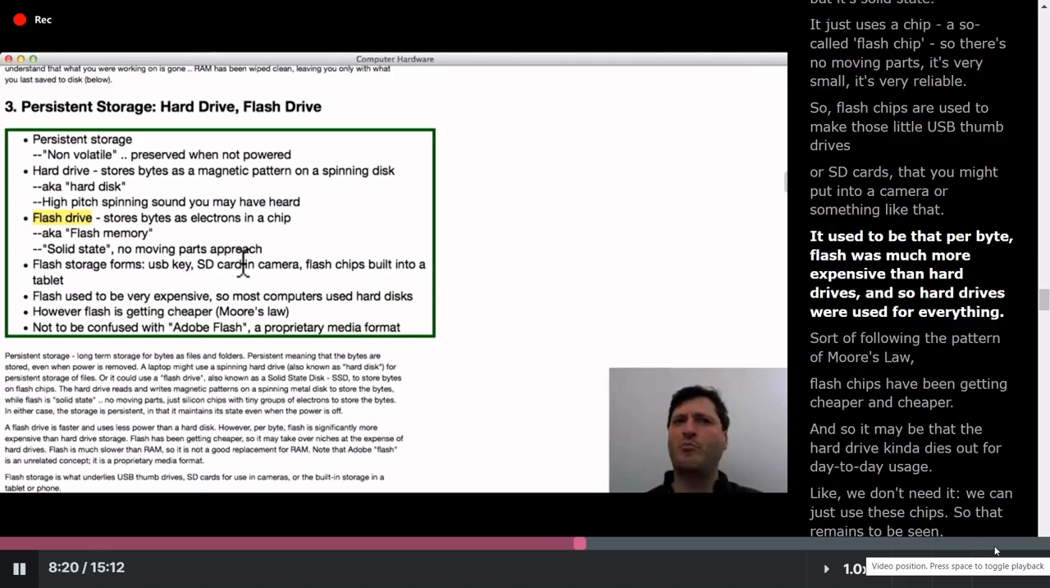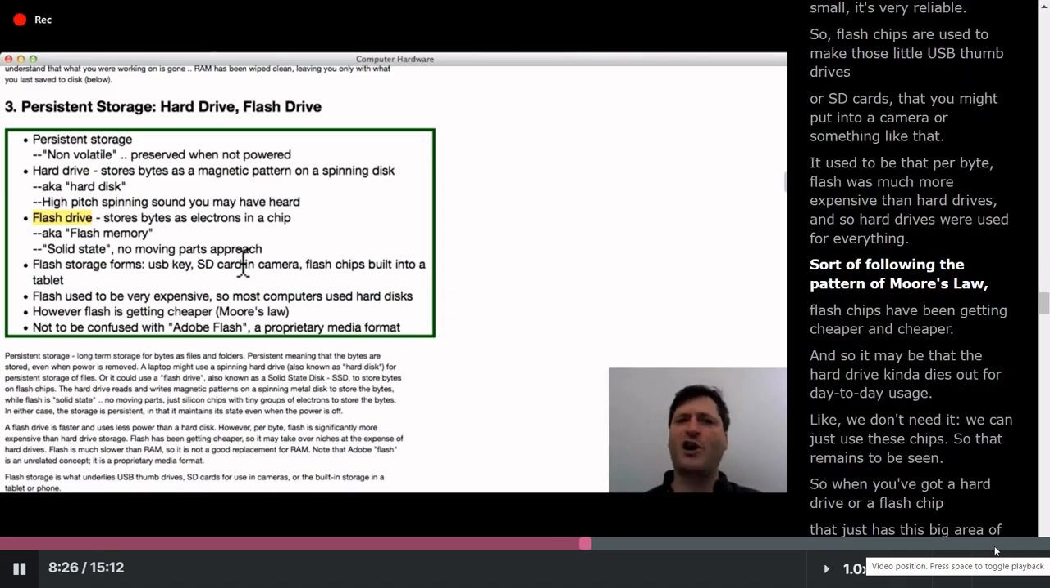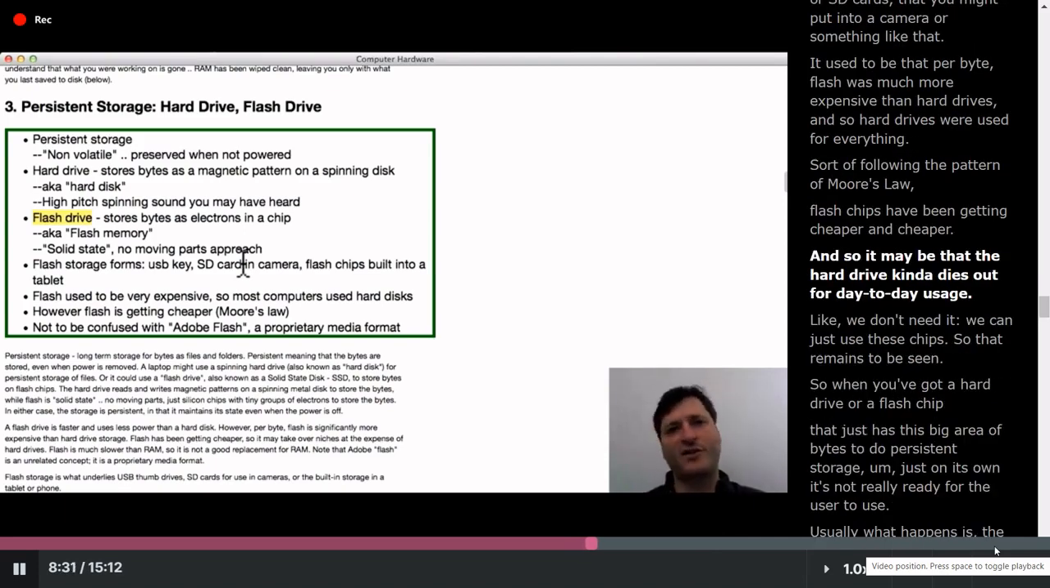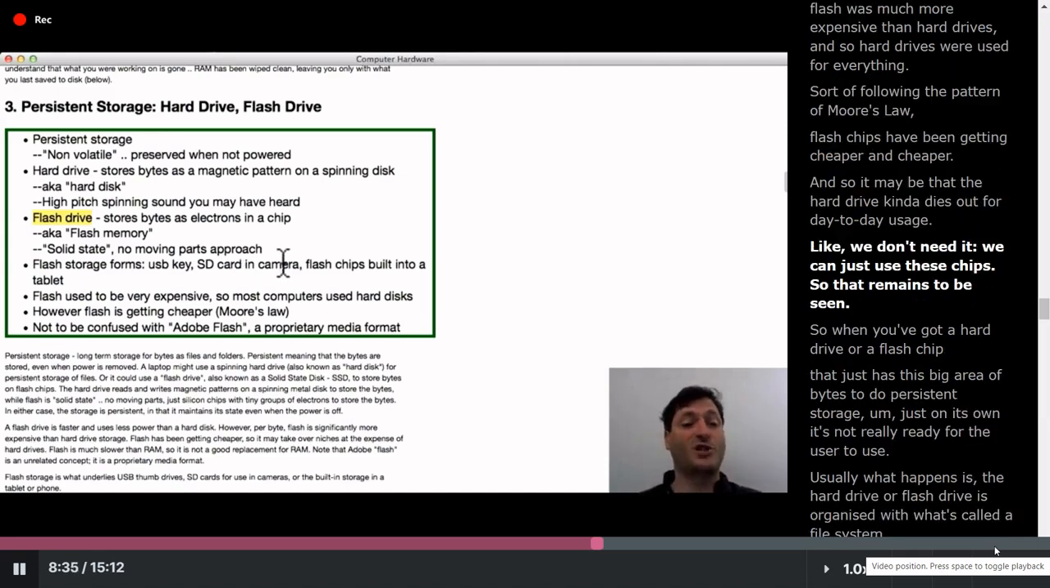It used to be that per byte, flash was much more expensive than hard drives, and so hard drives were used for anything. Sort of following the pattern of Moore's law, flash chips have been getting cheaper and cheaper, and so it may be that the hard drive kind of dies out for day-to-day usage. Like we don't need it, we can just use these chips. So it remains to be seen.